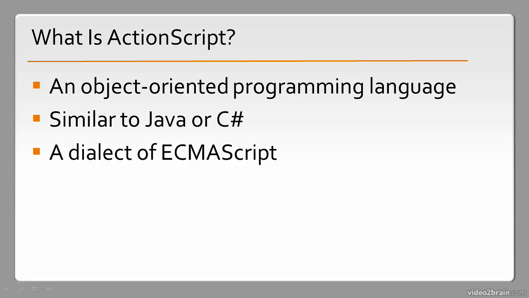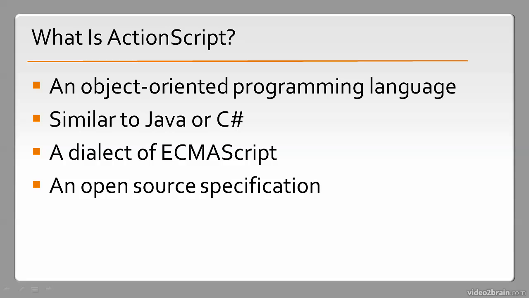Other dialects of ECMAScript include JavaScript and JScript, although ActionScript is based on ECMAScript version 4, which is much more robust than the versions of ECMAScript that these other dialects implement. It's also an open source specification, which means that anybody is able to access the specification in order to implement it in their own projects.